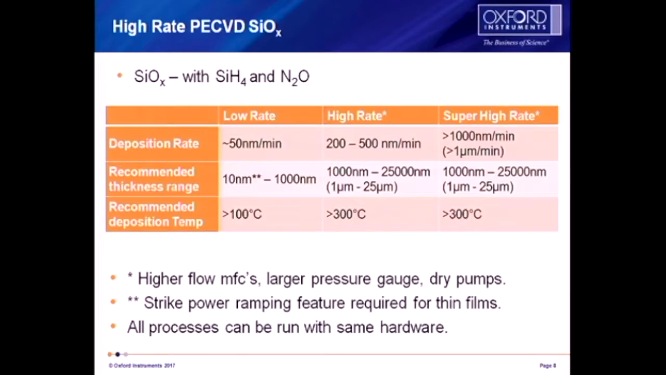A really good example of the kind of process we can achieve with that system is our high-rate silicon dioxide process. We range from low rate at around 50 nanometers a minute all the way up to super high rate at over a micrometer a minute. For super high rate, you want things like higher flow MFCs so that you can really control the amount of gas going into your chamber. You need a larger pressure gauge because you're working at higher pressures, and you also need a good dry pump so that you can pump away all the byproducts that are produced during the deposition. But it uses the same hardware as I showed in the previous slide.